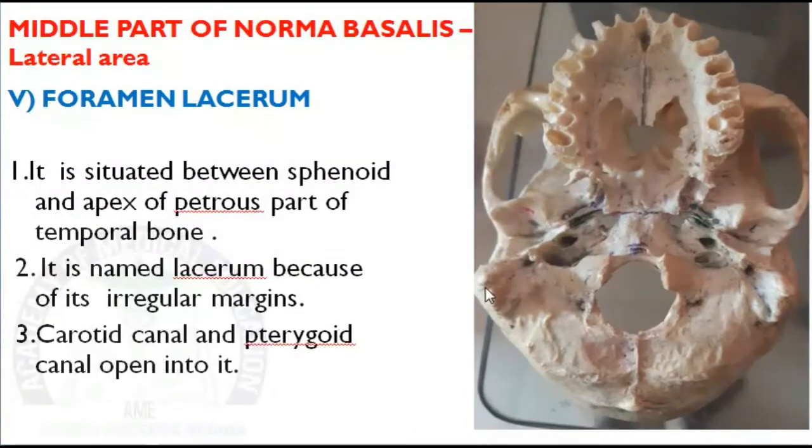The next structure in the middle part, lateral area, is the foramen lacerum. This is the foramen lacerum. It is situated between the sphenoid and the apex of the petrous part of the temporal bone. It is named lacerum because of its irregular margins. The carotid canal and pterygoid canal open into it.